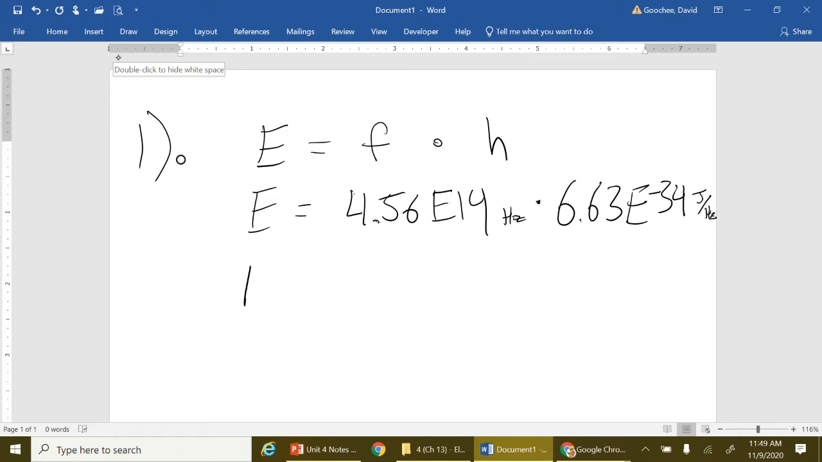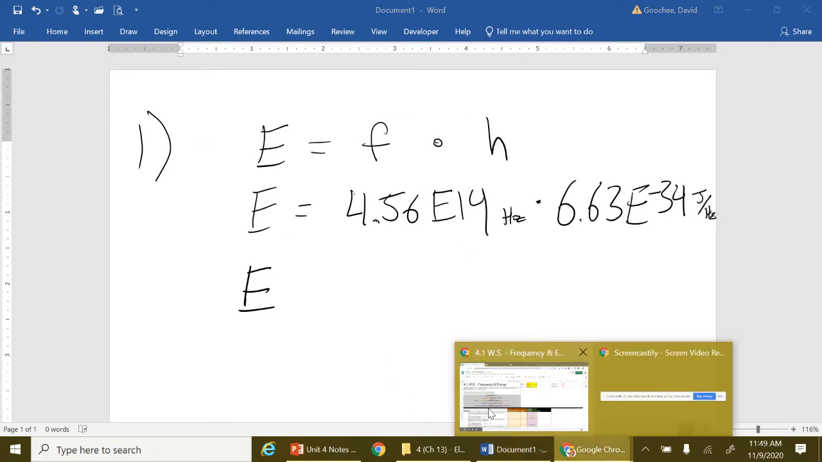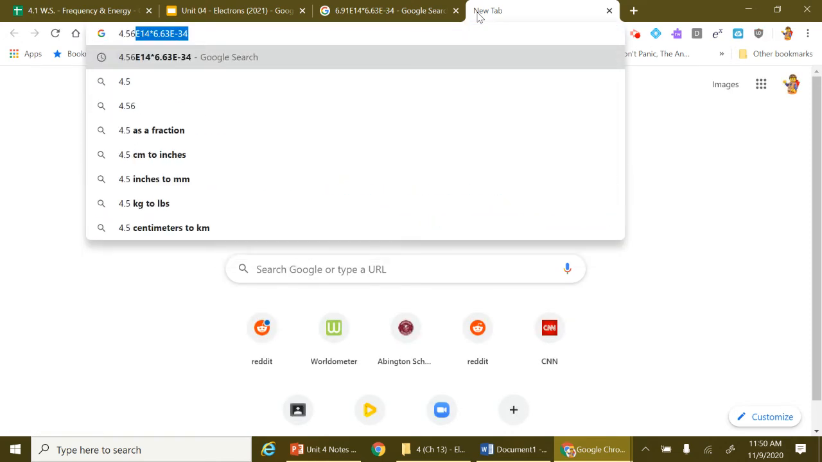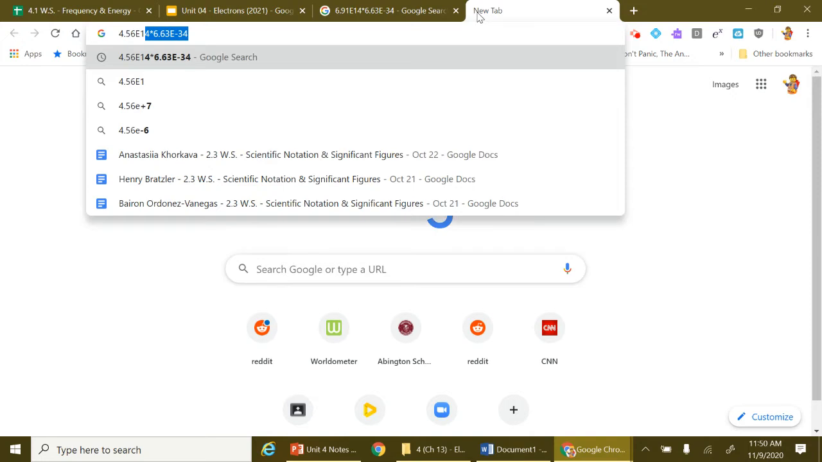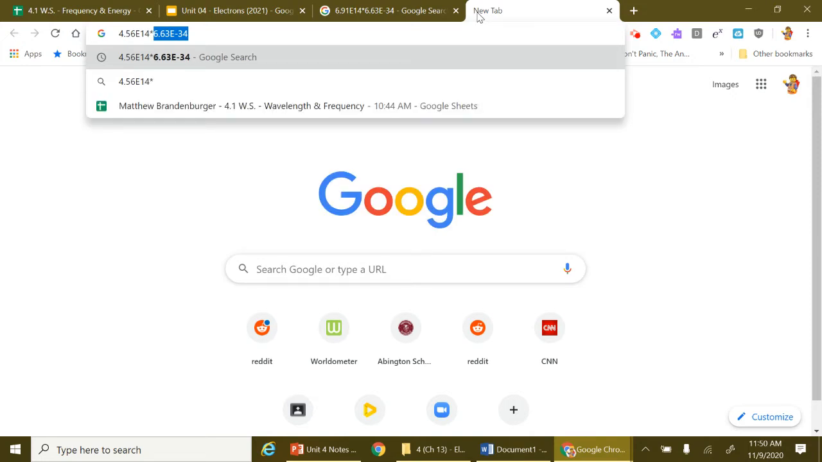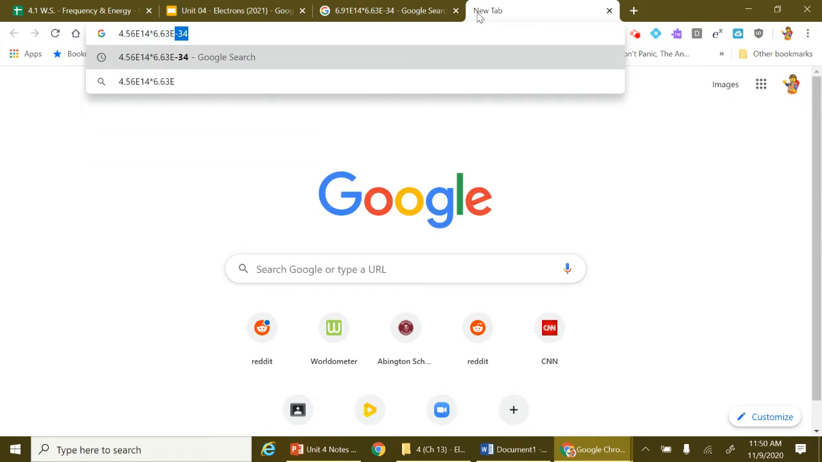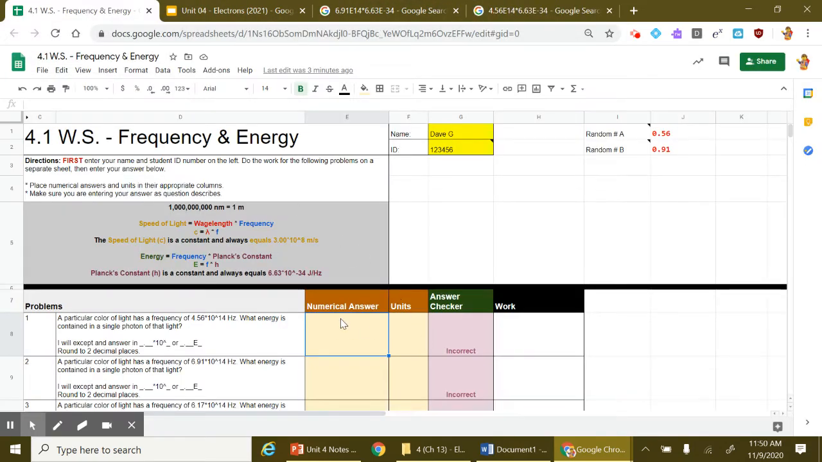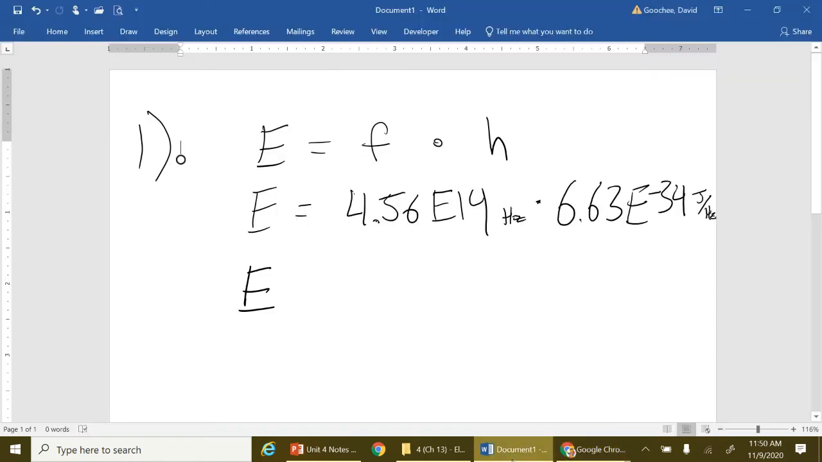Okay, so we're just going to put this into the calculator. In fact, I'll plug this into Google's calculator. I'm just going to go to the search bar and enter 4.56 times 10 to the 14th times Planck's constant, 6.63 times 10 to the negative 34th. And we get 3.02 times 10 to the negative 19th joules. And that's correct. Let me go put that in here.